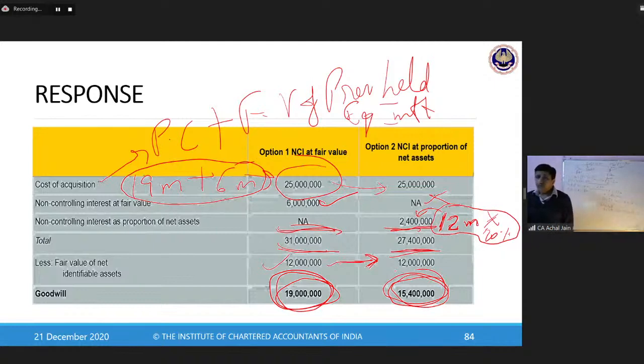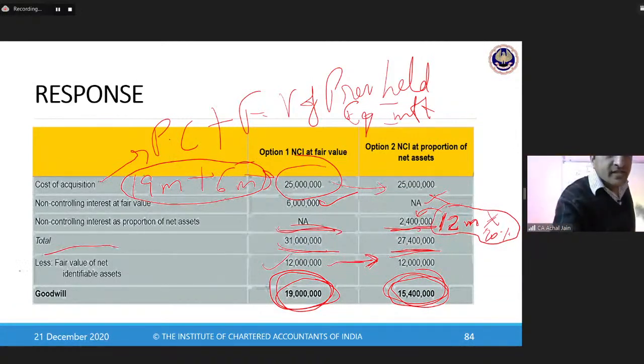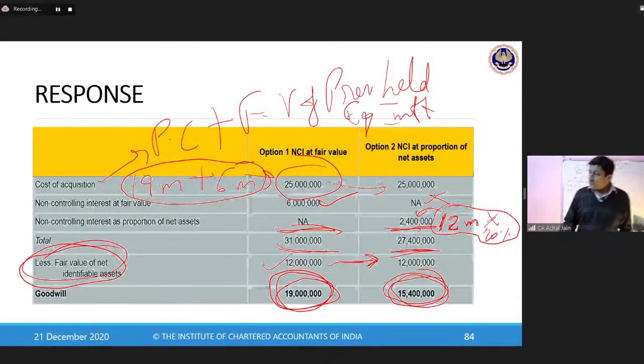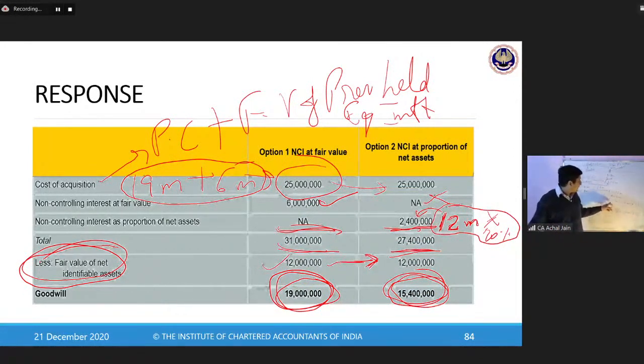Okay, let me just go back to the query of Anjali now. Anjali is asking, sir, why are we adding NCI while calculating goodwill? Now I am hoping that you must have either got the clarity, but still, let's understand this. See, when we have picked up fair value of net assets, we did not limit ourselves to 80%. Where was this amount? Fair value of net assets of the acquiree, 12 million. Did we say that this fair value of net assets of acquiree is only for 80% share? No. We have picked up total amount of fair value of net assets.